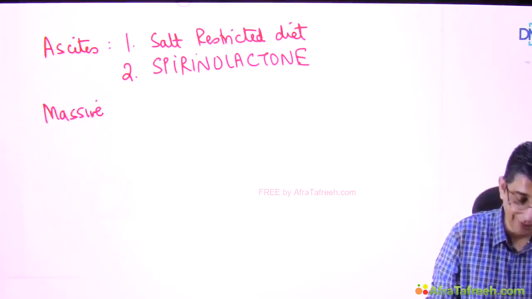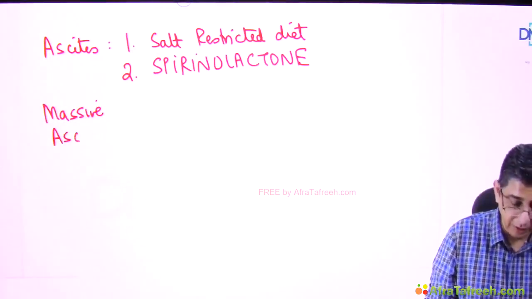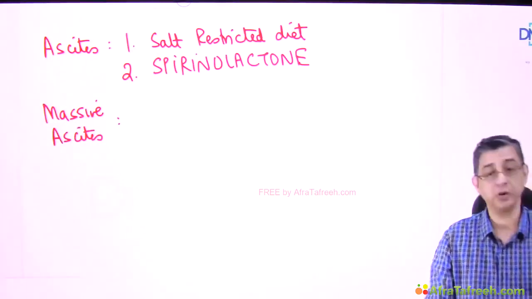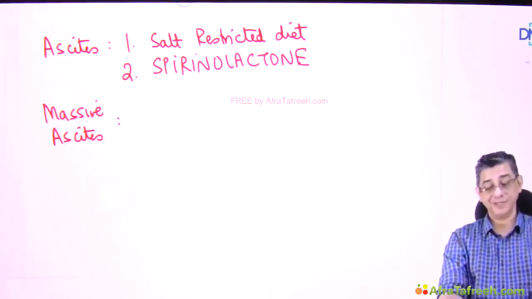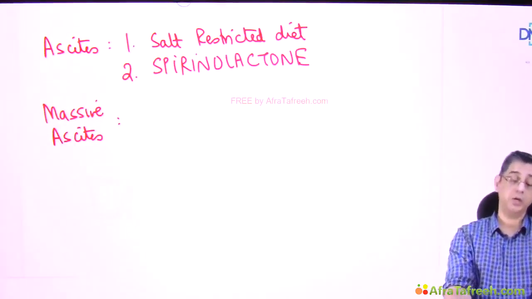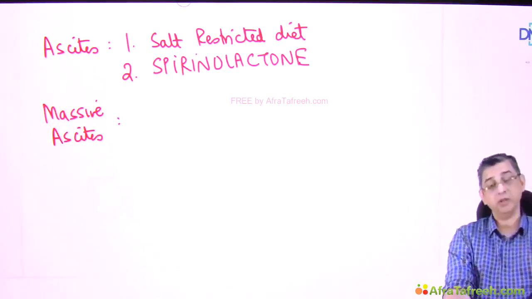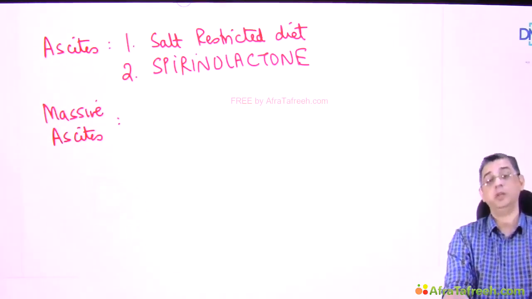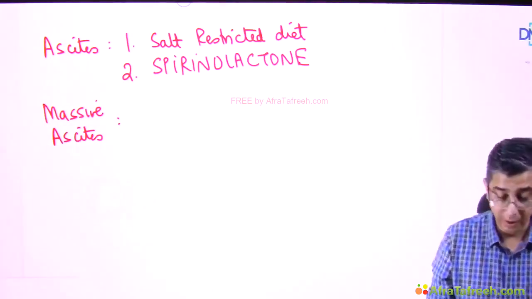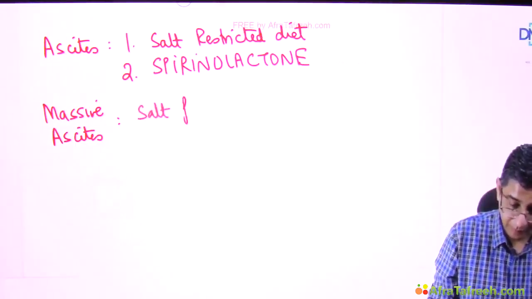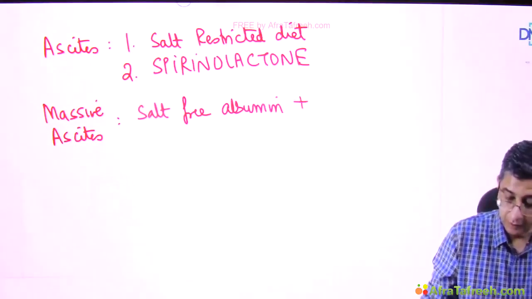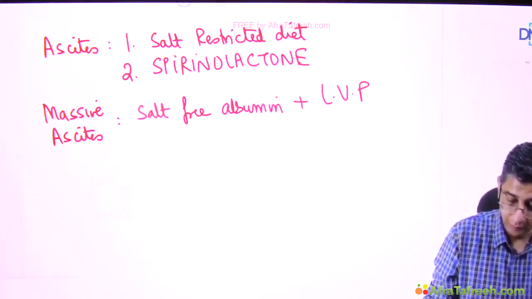Why cheat diet? Because food without salt looks horrible or tastes horrible. If you ever had food without salt, it's really horrible. So most patients would say, yes, I'm not taking salt, but they would still be cheating by taking salt in the diet, maybe even higher than what you've allowed, on minimal grounds. So massive ascites can develop in a patient, and if that happens, you will have to give the patient first a salt-free albumin along with LVP, that is large volume paracentesis.